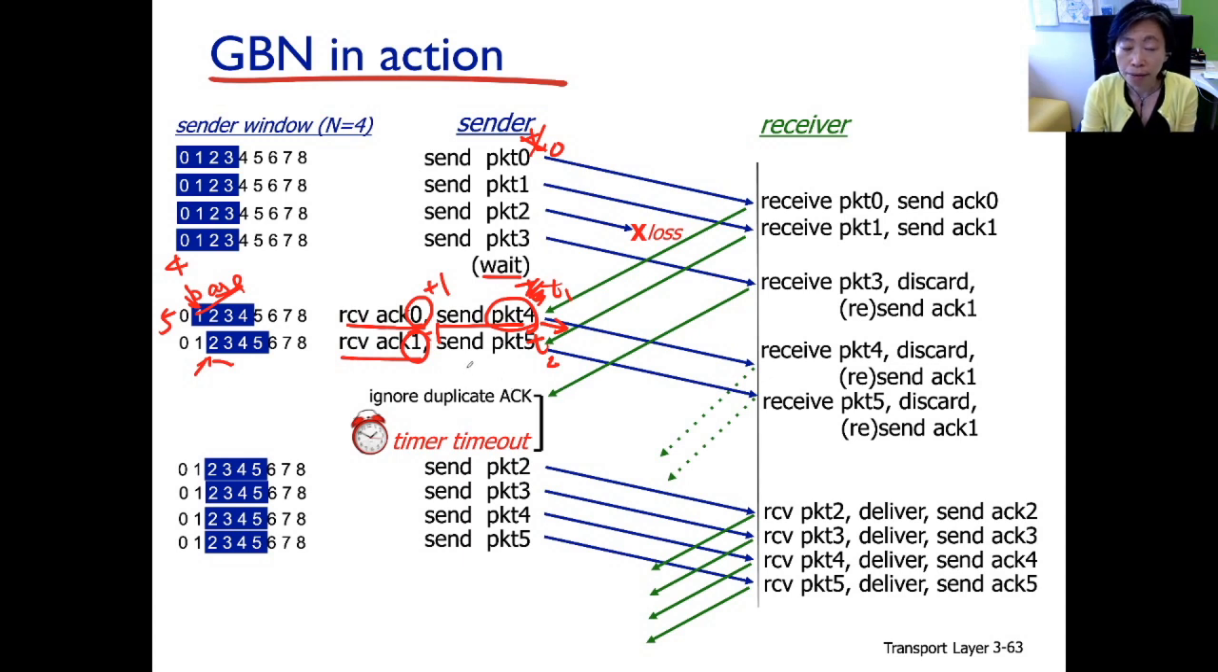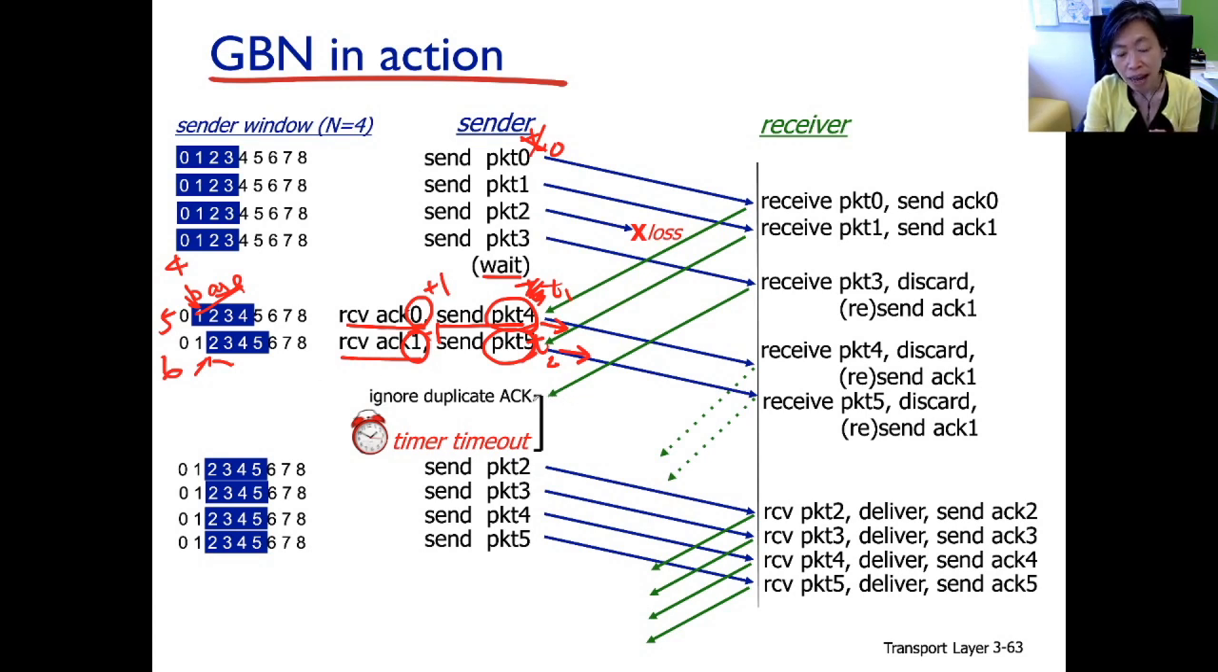And at this point, one slot opens up, getting a call from above. 5 is less than 2 plus 4, which is 6. Therefore, we generate packet 5 and send it down. And do we start the timer? No. And we increment the sequence number to 6.